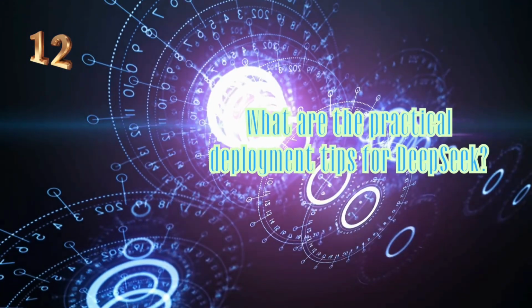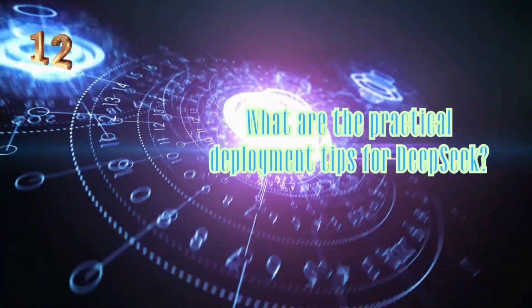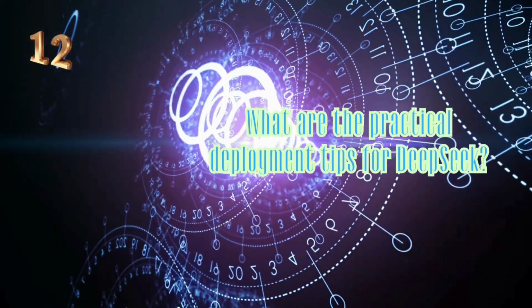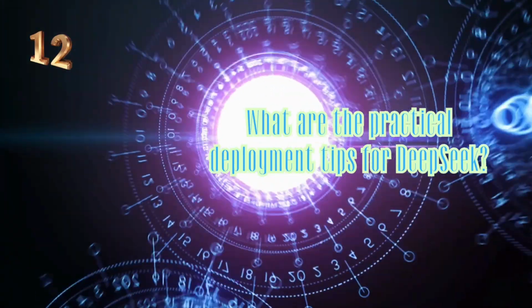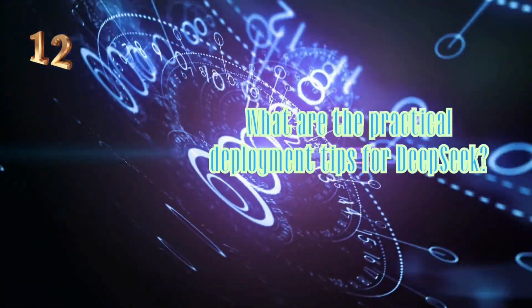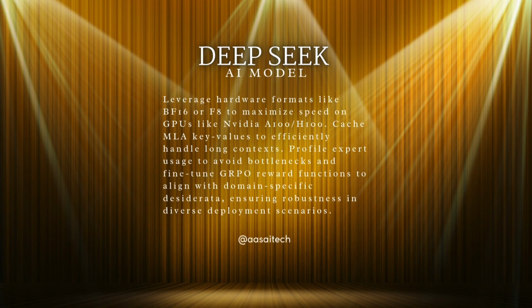Running advanced models efficiently in production requires technical know-how. What practical tips help deploy DeepSeek effectively? Deployments benefit from using BF16 or FP8 precision formats, leveraging hardware like NVIDIA A100 or H100 GPUs, caching key and value tensors to handle 128K token contexts efficiently, monitoring expert activation for workload balancing, and carefully tuning reward models to optimize RLHF outcomes in target domains.